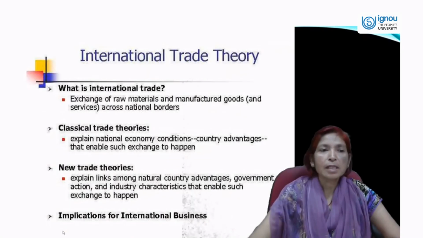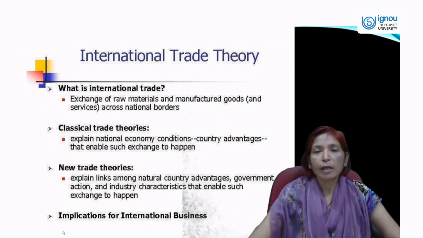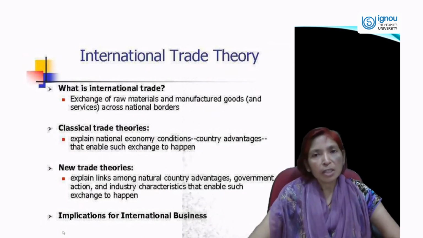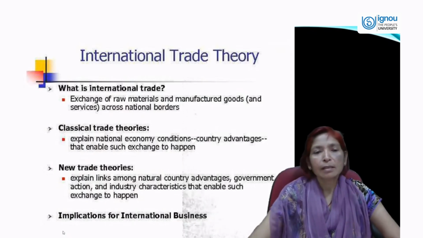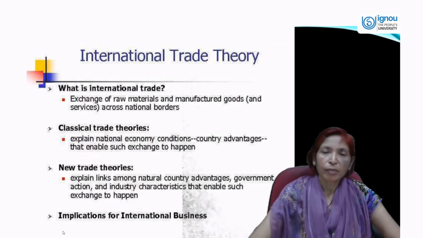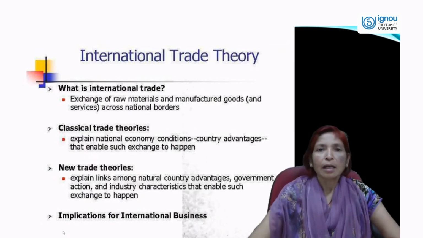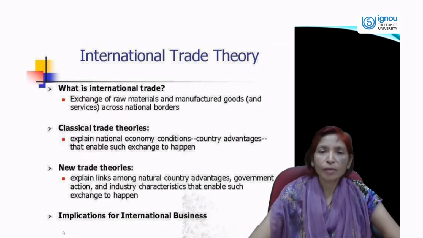Now, this is the meaning of international trade. What is international trade? Exchange of raw material, finished goods, or manufactured goods across national borders is known as international trade. In other words, exports and imports of goods and services with the rest of the world is called international trade. In international trade, there are two types of theories.